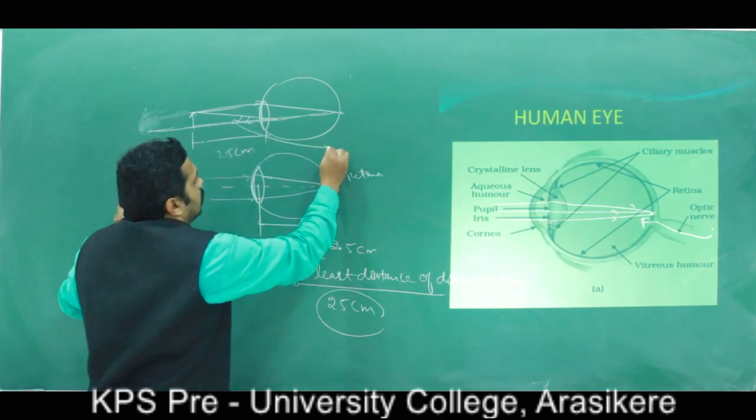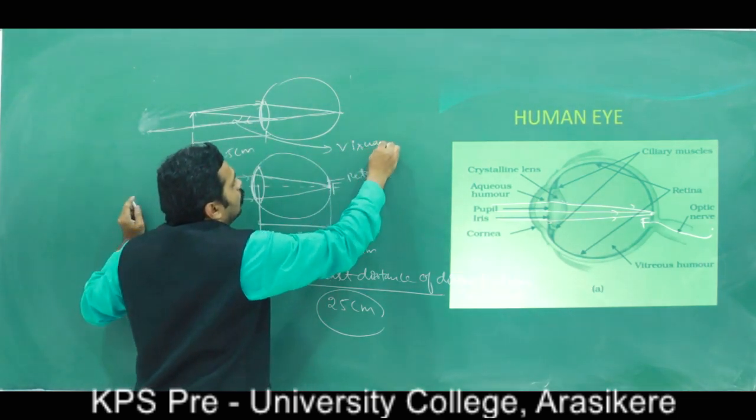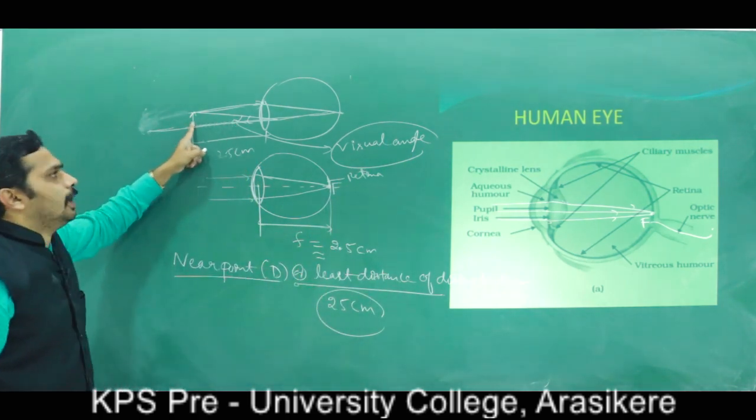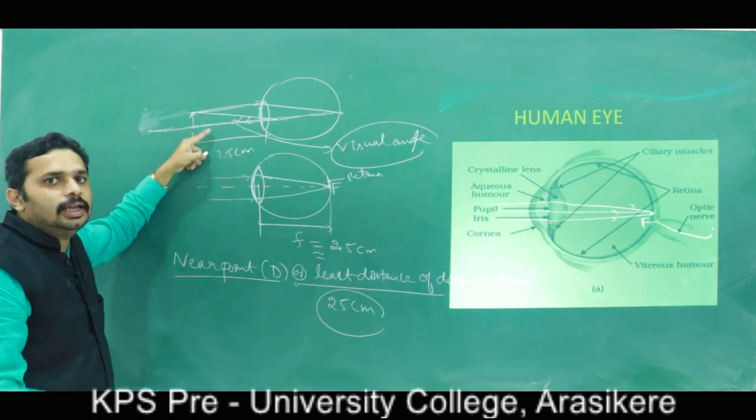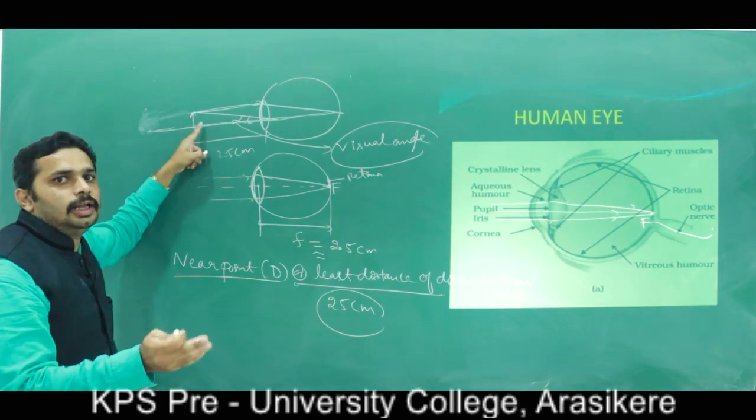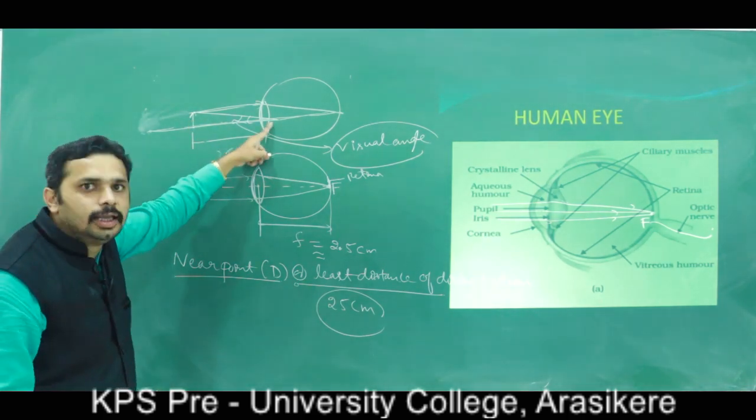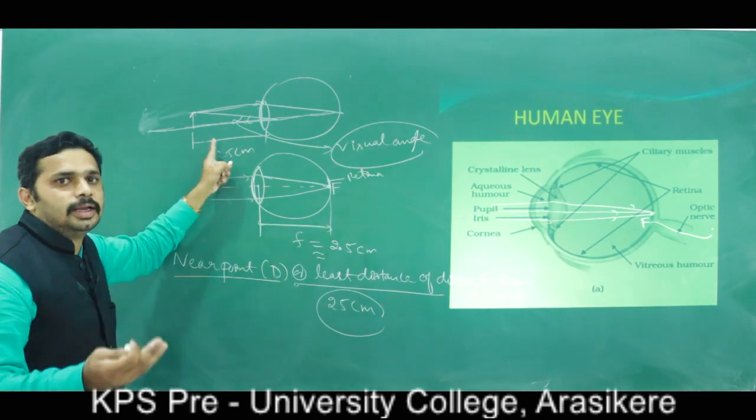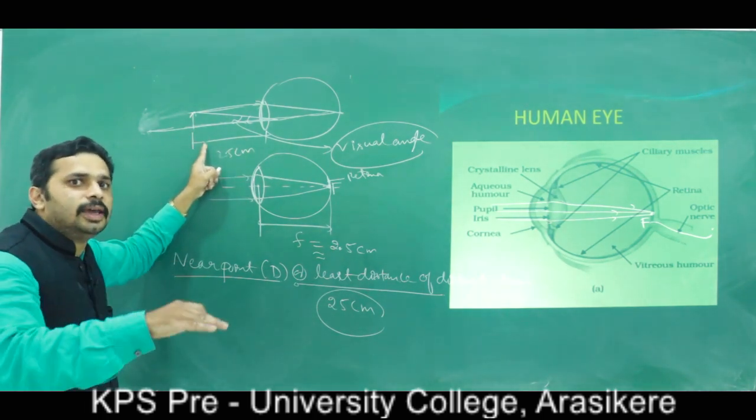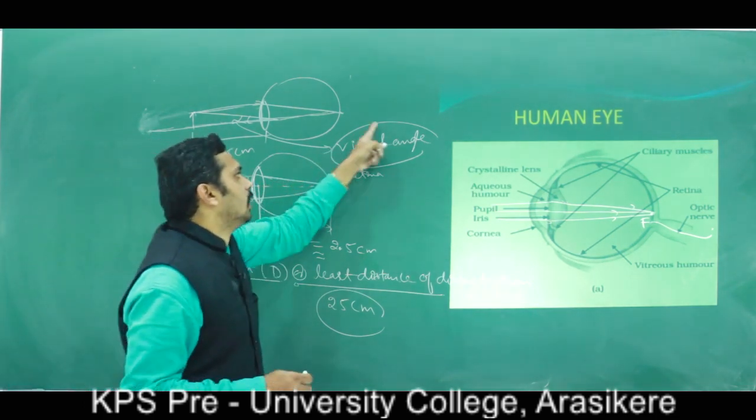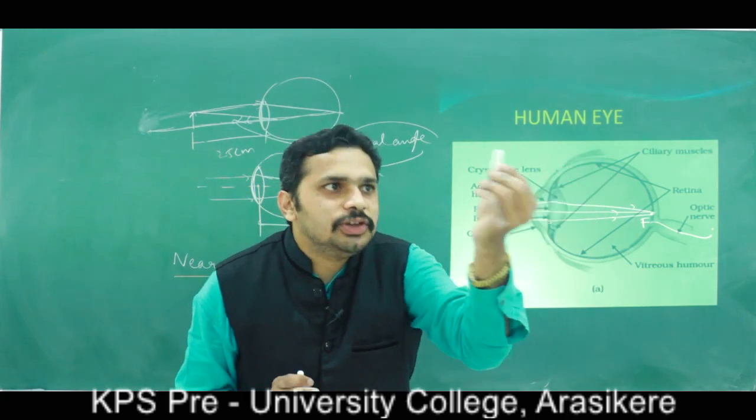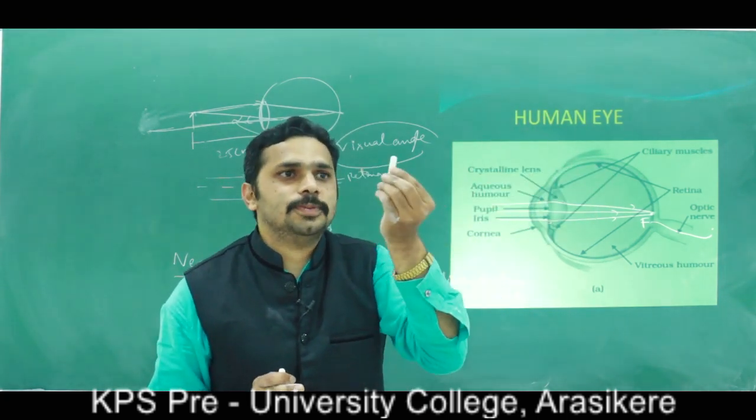What is alpha? This angle is called the visual angle. The angle made by the object at the eye. Similarly, the angle made by the image at the eye. So these angles are called visual angles. But to increase the visual angle, you have to bring the object closer.